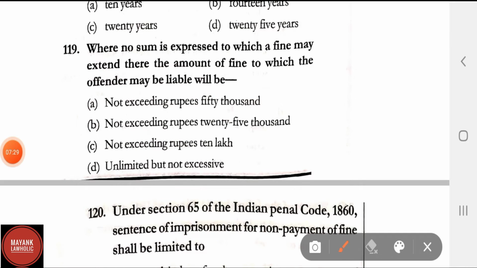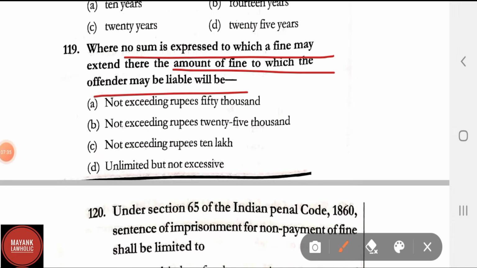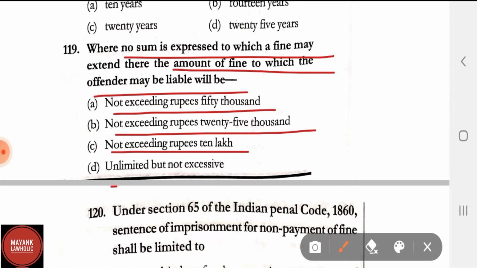Question number 119. Where no sum is expressed to which a fine may extend, there the amount of fine to which the offender may be liable will be option A not exceeding rupees 50,000, option B not exceeding rupees 25,000, option C not exceeding rupees 10 lakh, and option D unlimited but not excessive. Correct answer is option D, unlimited but not excessive.